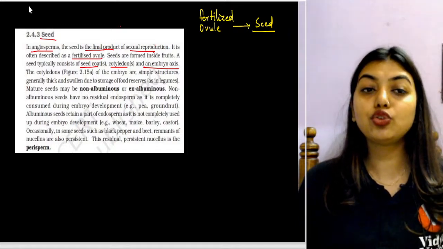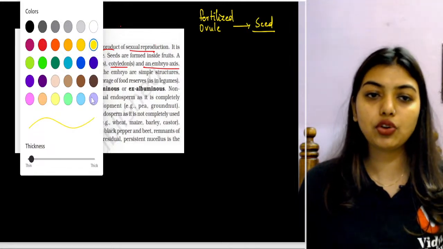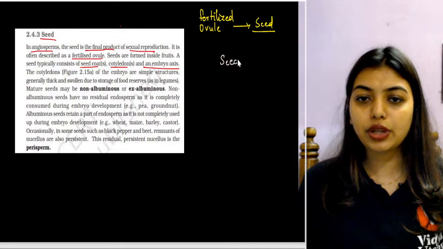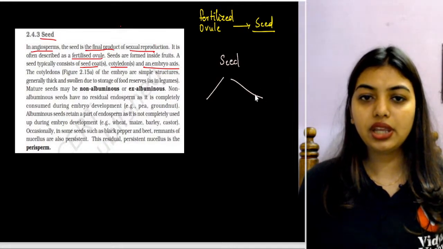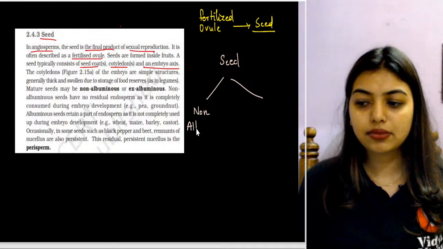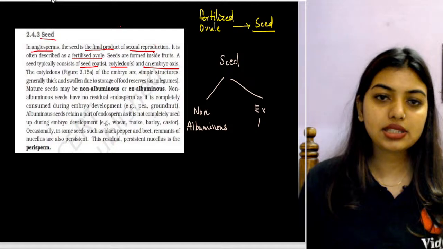Non-albuminous seeds have no residual endosperm. So before also they had spoken about this, telling that seeds can be of two types. Non-albuminous. Yes, correct, Roshni. Non-albuminous and albuminous.